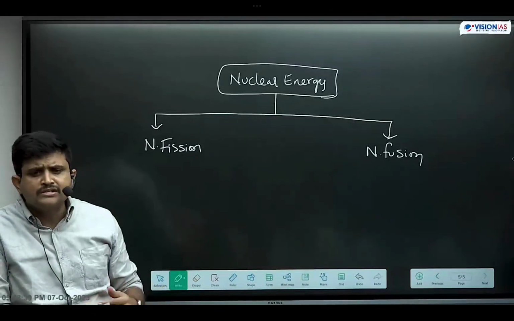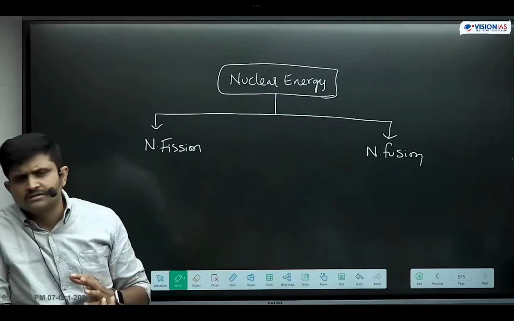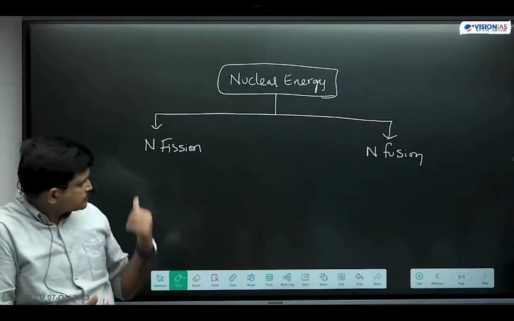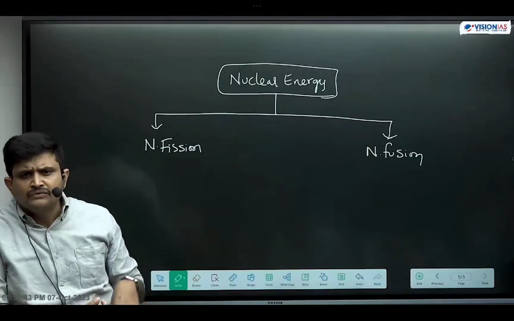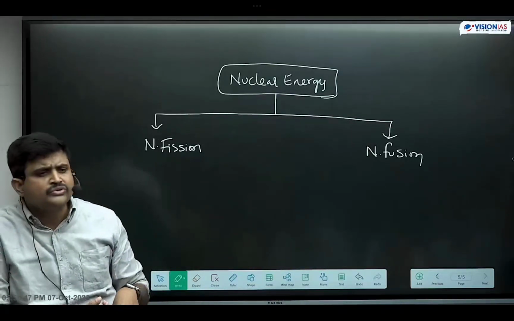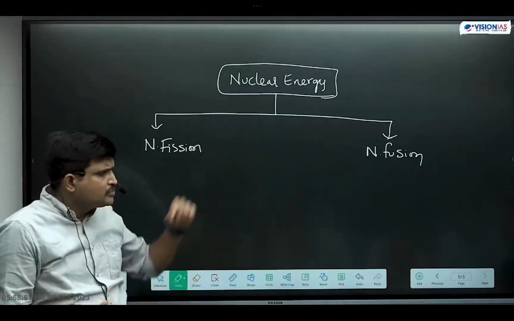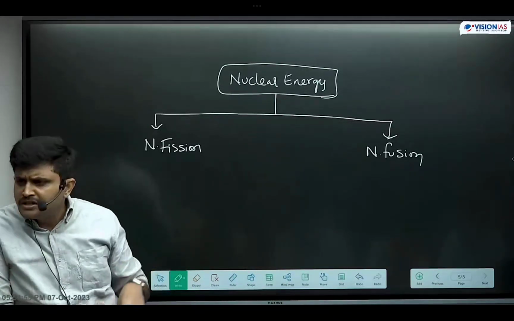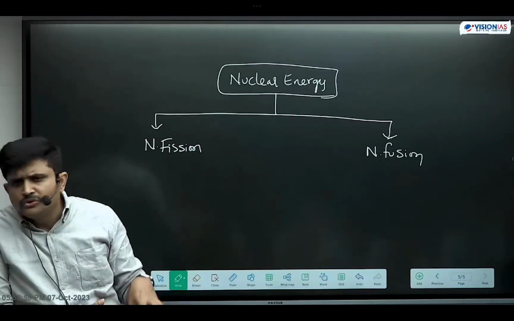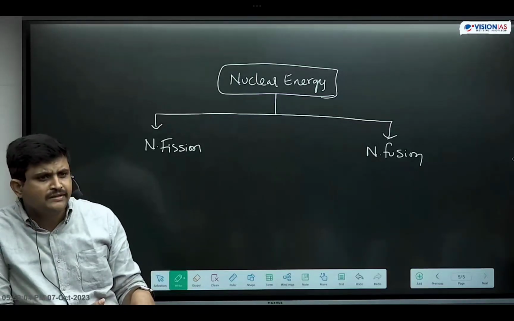Fission: almost all the commercial nuclear reactors come under the category of fission nuclear reactors. Got it, friends? And in fission and fusion, what are the fuels used? In fission we use uranium, plutonium and thorium. When it comes to fusion, hydrogen is the fuel. In fission and fusion, which process produces more energy? Fusion produces more energy.